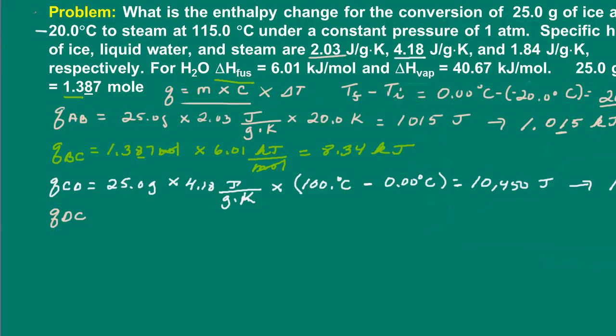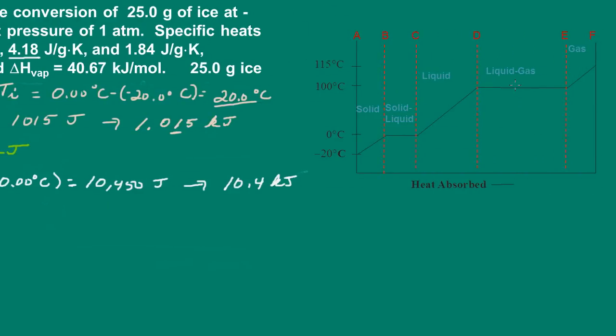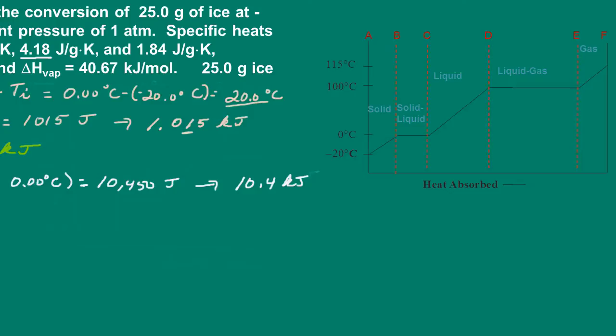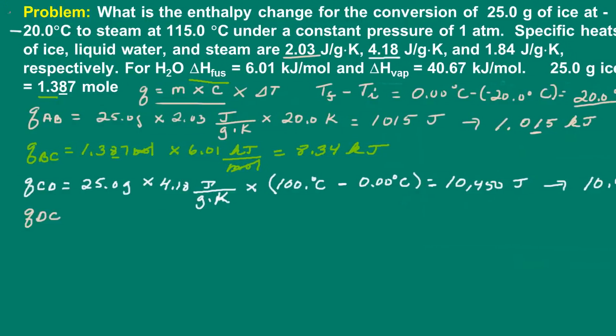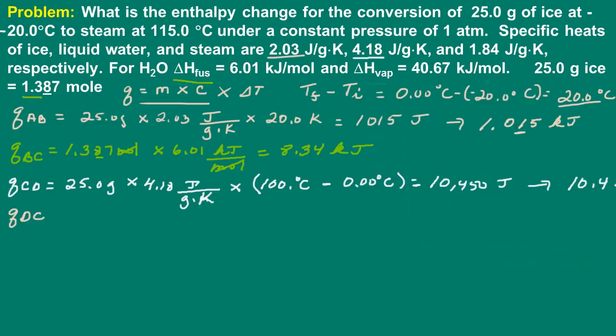So let's go ahead then and take a look at what happens from D to E. So we'll go back here to our diagram. We have a phase change again, liquid being converted to gas. The temperature remains constant, so what we need here is the enthalpy of vaporization, and then we'll multiply that by the number of moles.